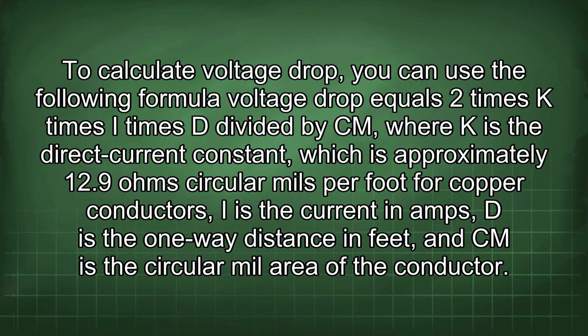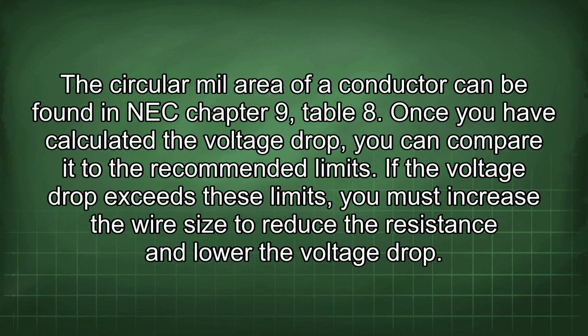To calculate voltage drop, you can use the following formula: voltage drop equals 2 times K times I times D divided by Cm, where K is the direct current constant, which is approximately 12.9 ohms circular mils per foot for copper conductors, I is the current in amps, D is the one-way distance in feet, and Cm is the circular mil area of the conductor. The circular mil area of a conductor can be found in NEC Chapter 9, Table 8.